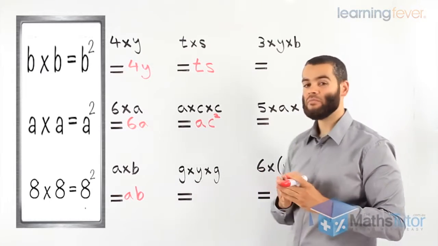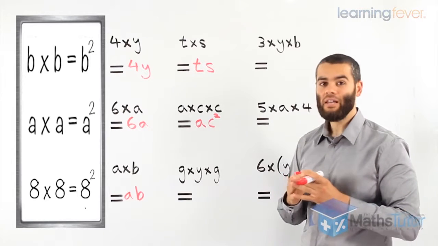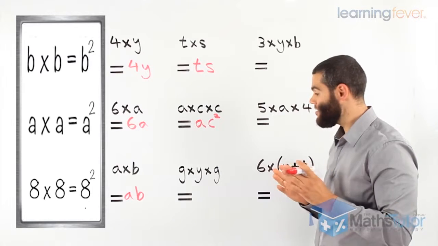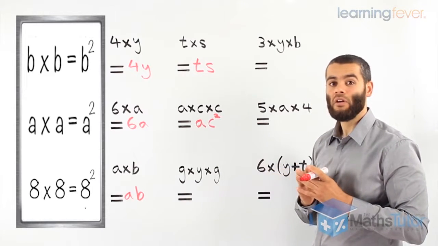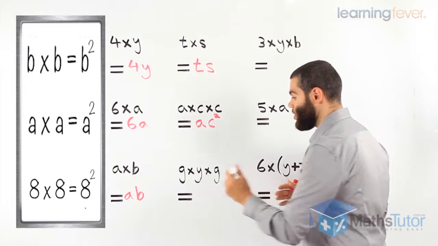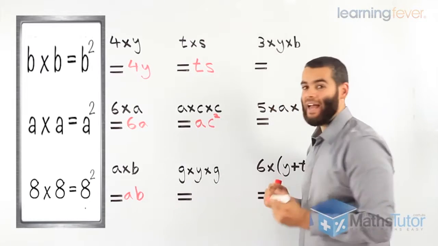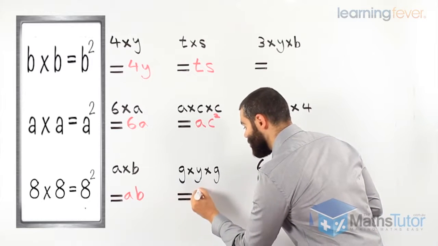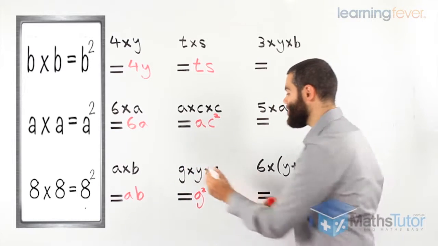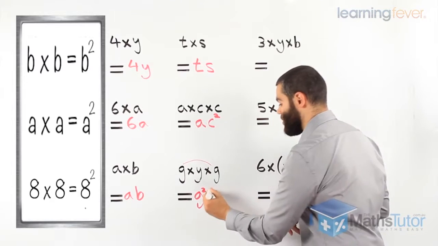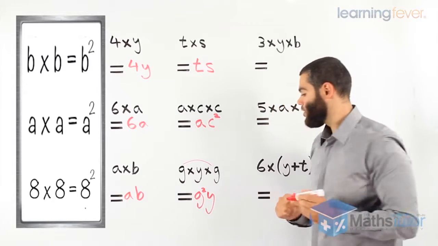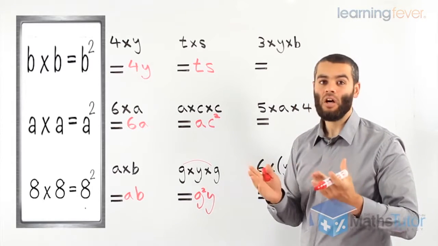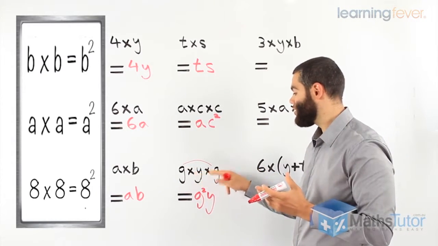See if you can do this one. G times Y times G. What do you think it's going to be? Think about it. G times Y times G. We know we can write it as GYG. However, in maths we like to make it simpler. So we write it as G squared Y, because G times G, times Y. So G squared Y, which really means G times Y, or G times Y times G.